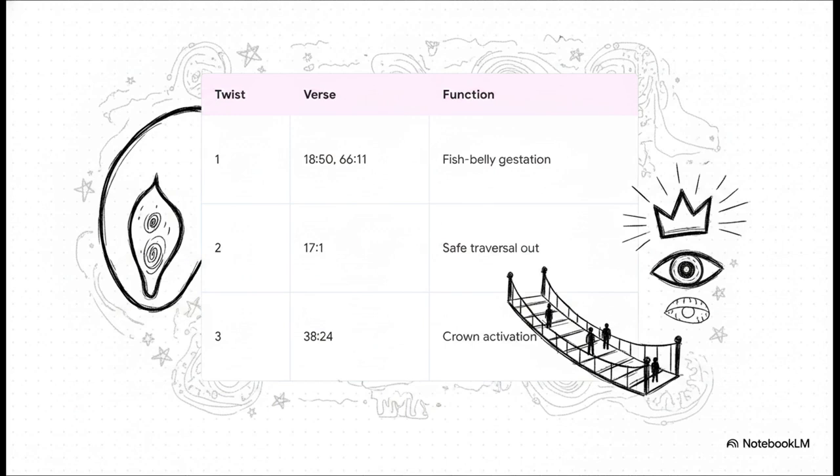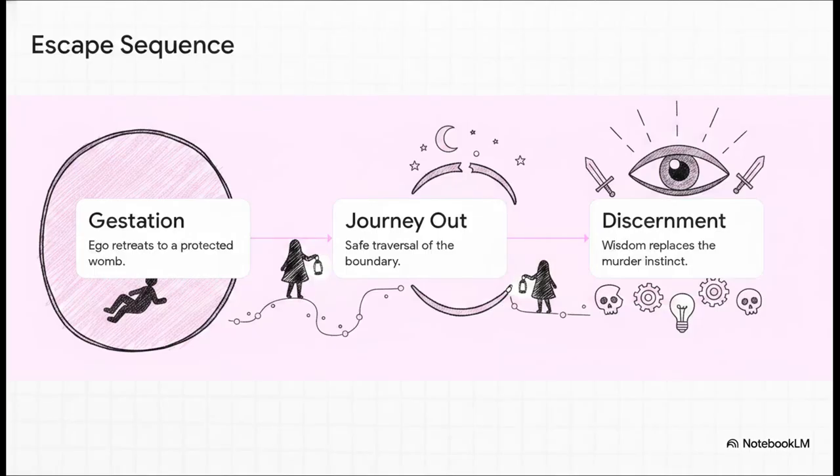This represents the Nafs finally learning to discern. Wisdom permanently replaces that old instinct for murder. Let's break down how this builds, because these are not random events. They are the exact sequential mechanics required to escape the dead kingdom of the ego.